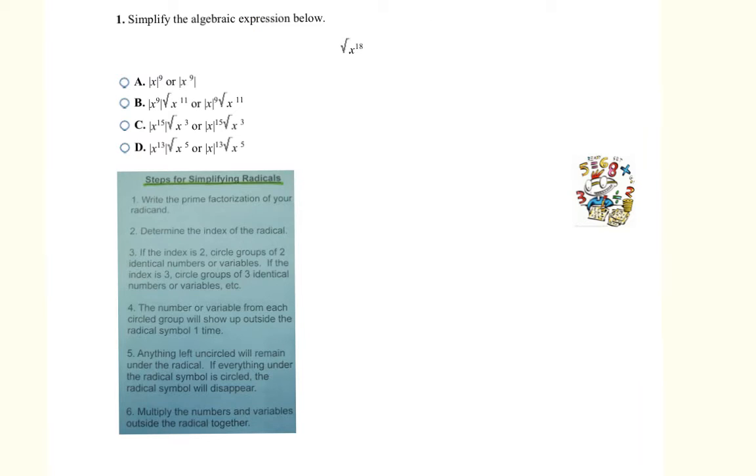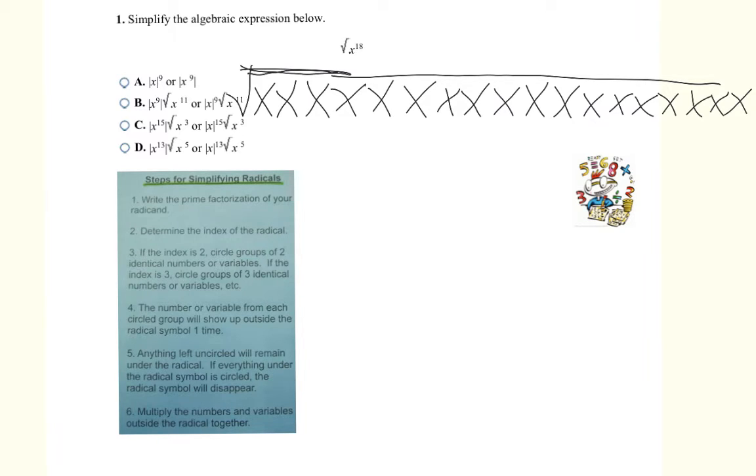Example number 1. You're going to simplify the algebraic expression below. So here, this one's pretty simple. I just have one variable, no numbers, no second variables, under the square root, x to the 18th. So that means the prime factorization of x to the 18th power is going to be x times itself 18 times. So I'm going to go ahead and write that out. And so once you have that done, that's just what it's going to look like.